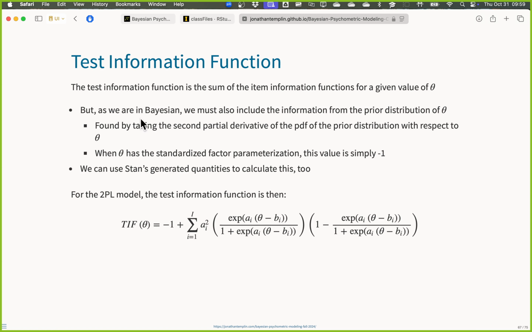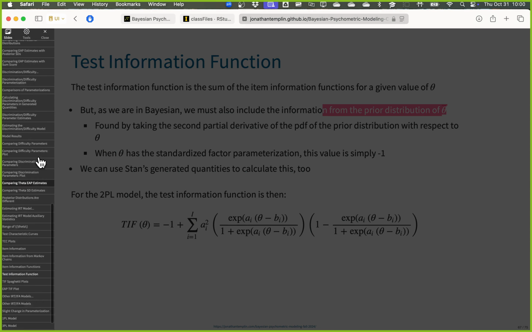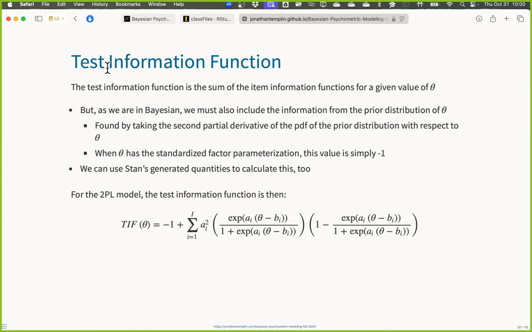The test information function, because we're Bayesian, we also have to think about it as including the prior distribution of theta. Whoa, hold on a second here. What am I talking about? So this is what I realized halfway through describing before. Test information comes from the sum of item information, but it really is based off of differentiating the model data log likelihood twice with respect to theta. Right? It tells us how much information the test has overall about the trait across the range of trait values.